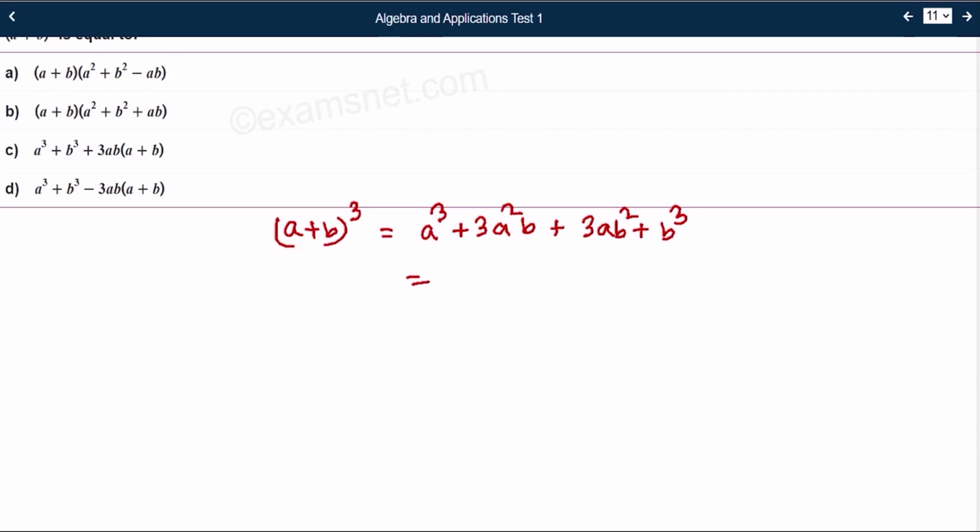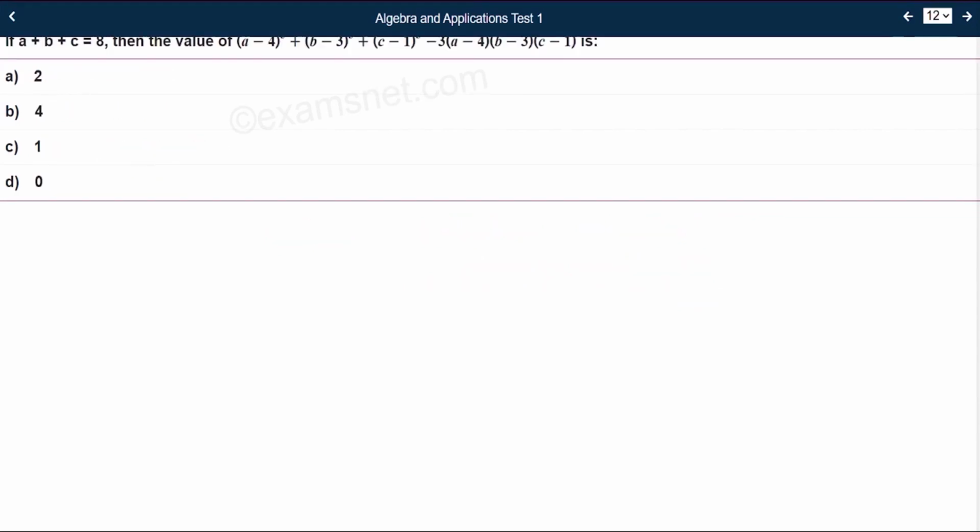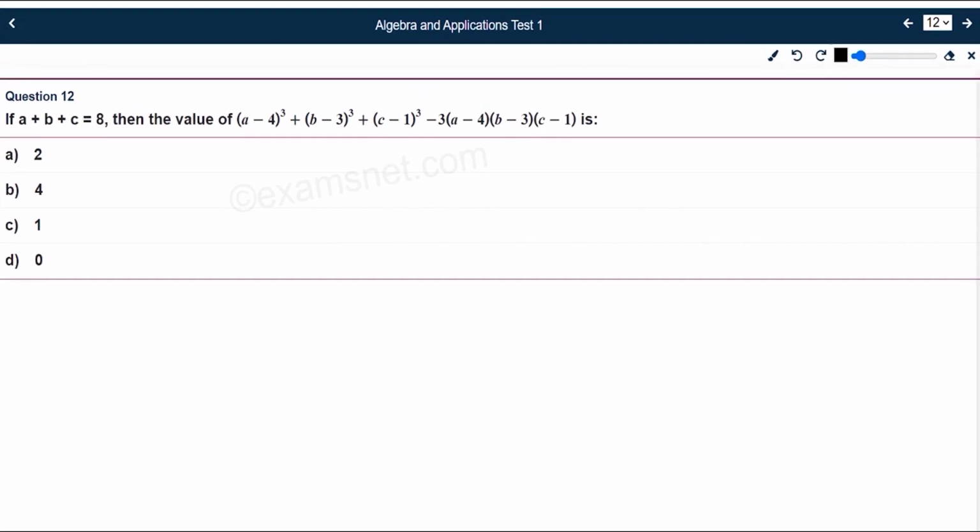Now I will balance it. I will organize it some way so that it matches with any of these options. Okay, so here a cube plus b cube plus, if I take 3ab common from the second and third terms, I would get 3ab times a plus b. Now look here, option 3 is the correct answer, right? So we got here. Next, our next question is question number 12.